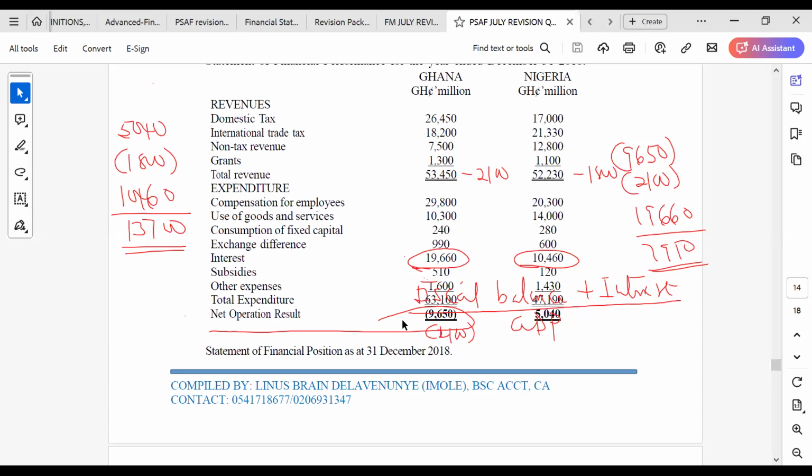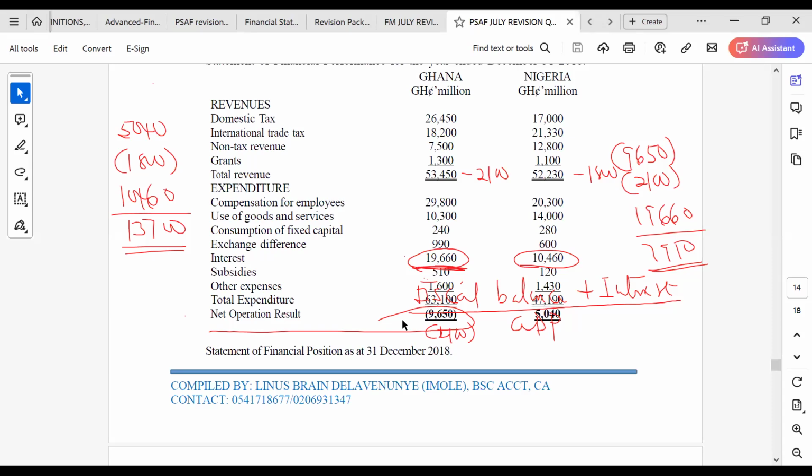What is the effect of the interest on our net operation result? The interest is reducing it because the interest is an expense. It was subtracted before getting this figure, so we have to reverse the interest by adding. The revenue was added before getting this figure, so to reverse it, you have to subtract. I hope you're okay now. Yes, sir. Thank you.